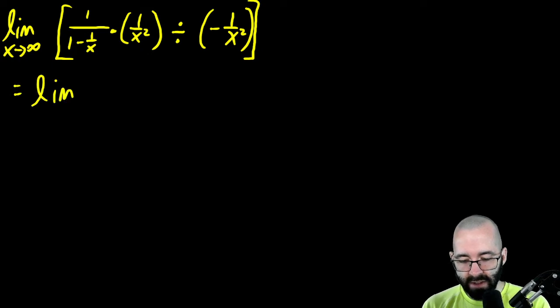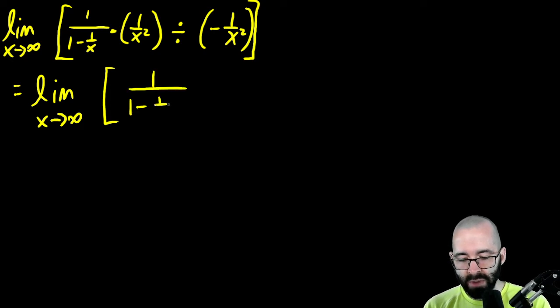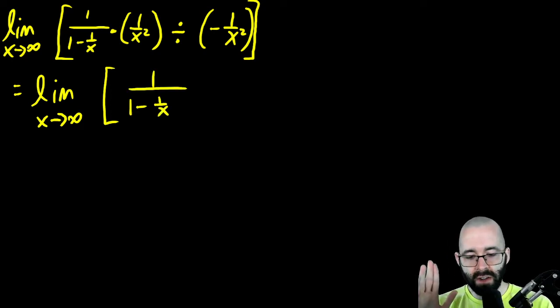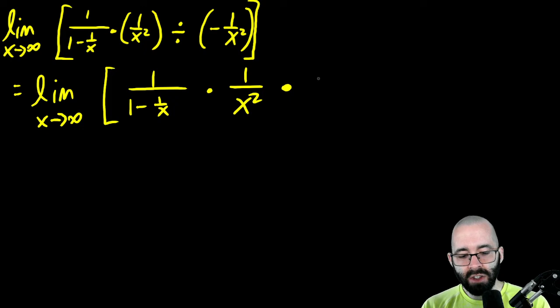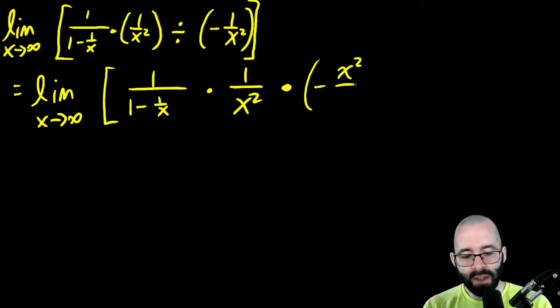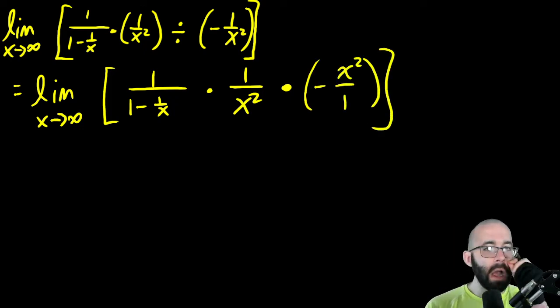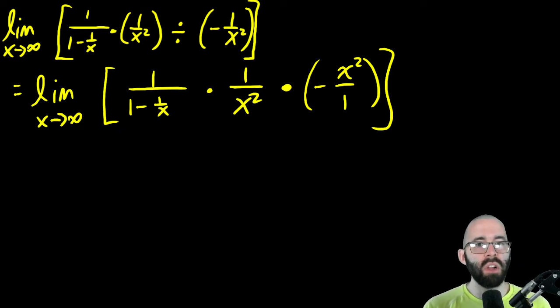This is the limit as x goes to infinity of 1 over 1 minus 1 over x. Let's leave that alone for now. Times 1 over x squared. Let's leave that alone for now. Change the division to a multiplication and multiply by the reciprocal. That's all division is. It's just multiplying by the reciprocal.